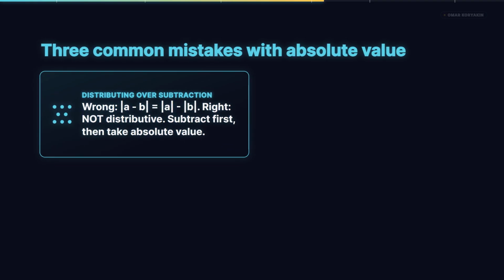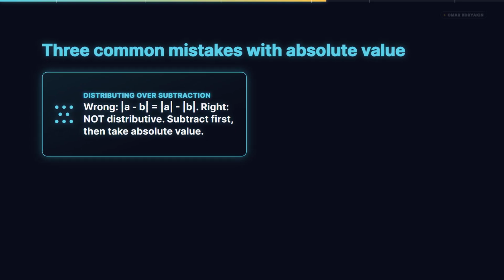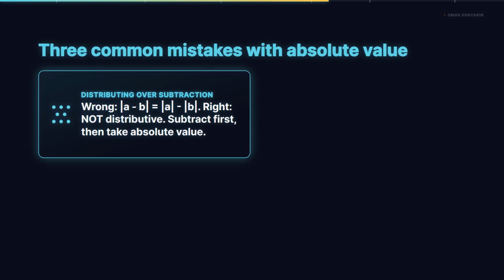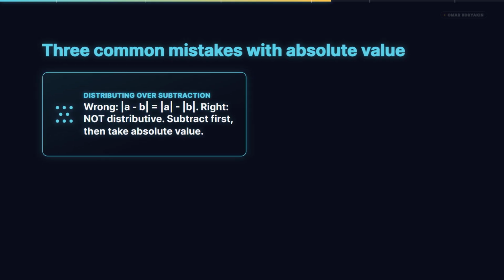First mistake. A student writes the absolute value of a minus b equals the absolute value of a minus the absolute value of b. That equation looks plausible because absolute value bars resemble parentheses, but it is wrong.